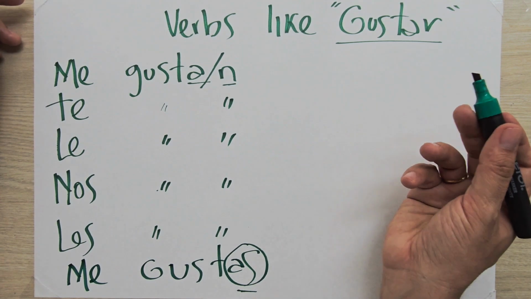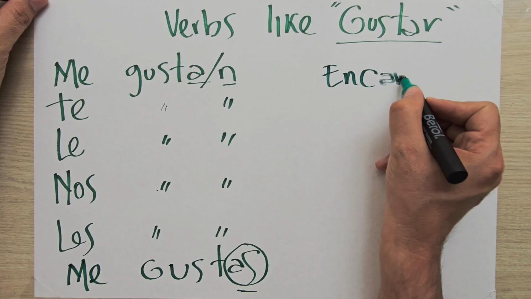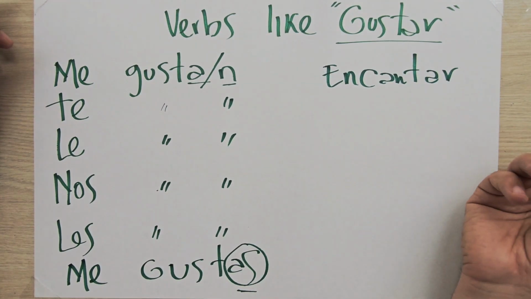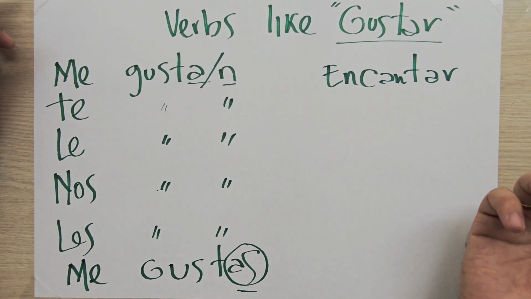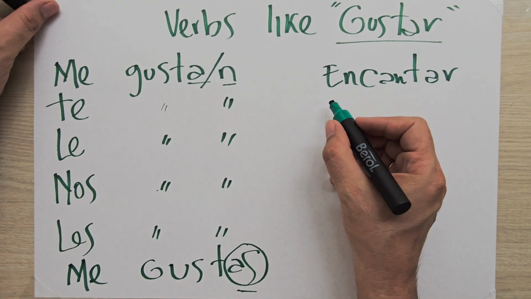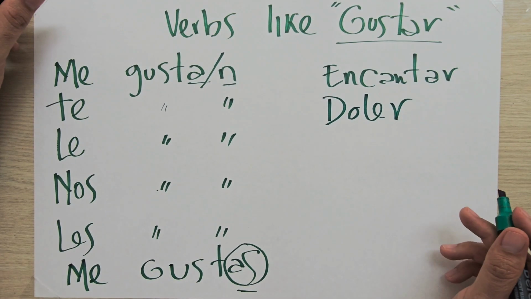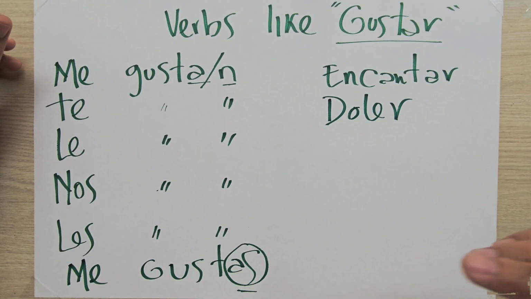What are some of the verbs like gustar? There is encantar, to love doing something, to love a thing, to love a person, to love a place. You can also say doler, to hurt, any part of your body. Me duele, me duelen, something hurts.